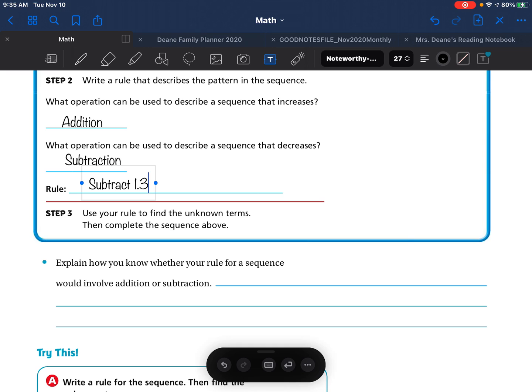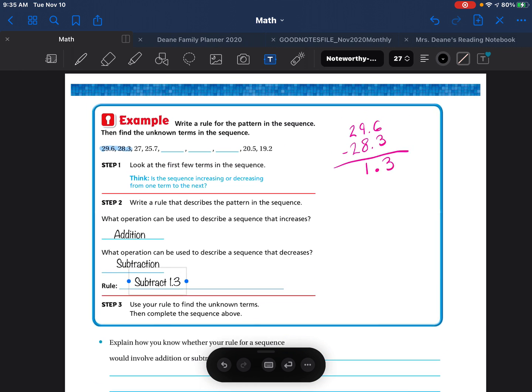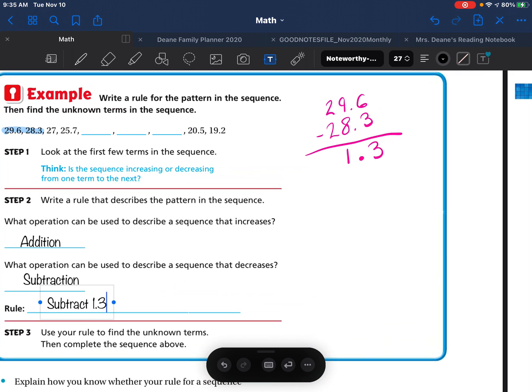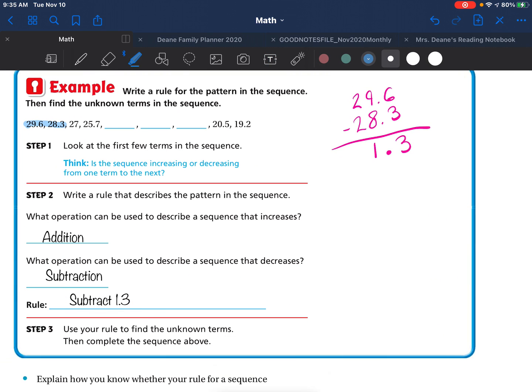And then it says, use your rule to find the unknown terms, then complete the sequence above. So we go back up here, and we have to subtract 1.3 three times to fill in these blanks right here. Okay? So we start with 25 7/10, and we subtract 1.3. 7 minus 3 is 4. 5 minus 1 is 4. And the 2 comes down.